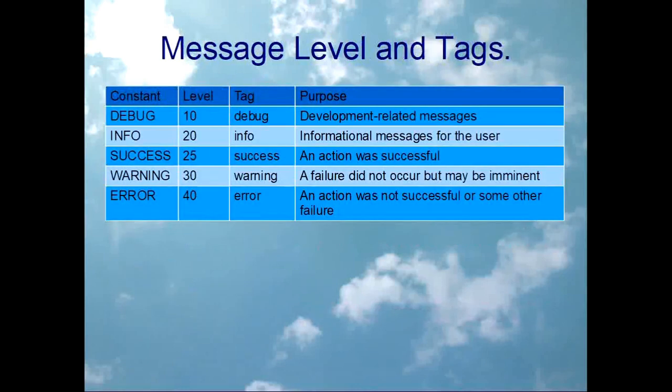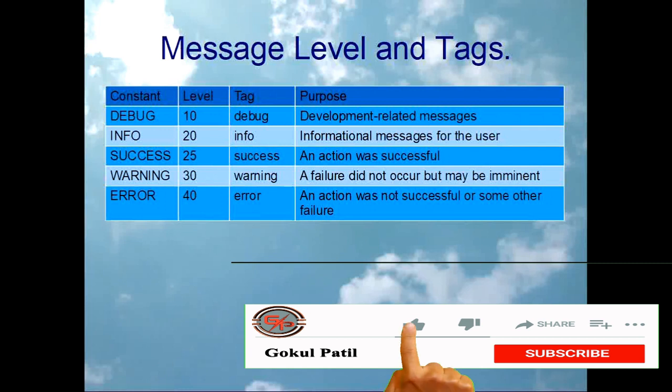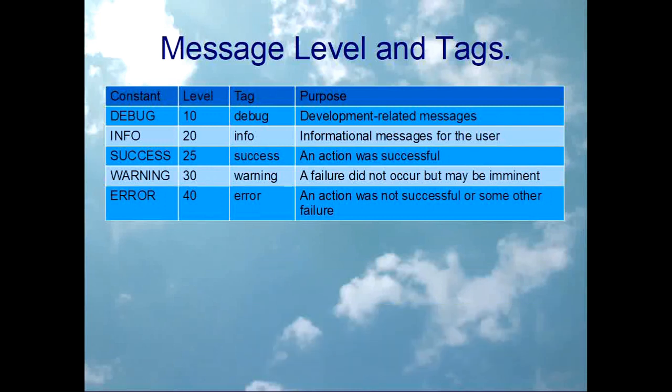We add a message level to group the messages by type so that we can filter or display them differently in the views and the template. A message tag is nothing but a string representation of the message level plus any extra tags that were added directly in a view. Tags are stored in a string and separated by spaces. So these are some of the levels of the tag. The first one is debug, level is 10, and CSS tag is debug. The purpose of that tag is development related messages. All the development related messages we can write under this level.